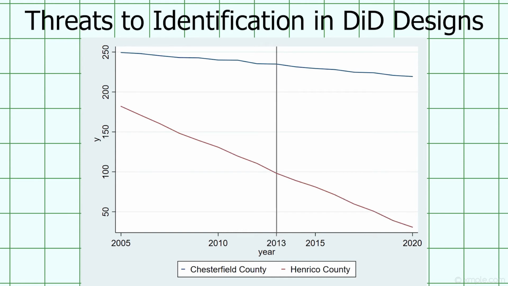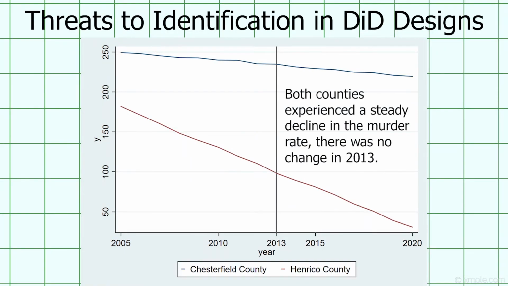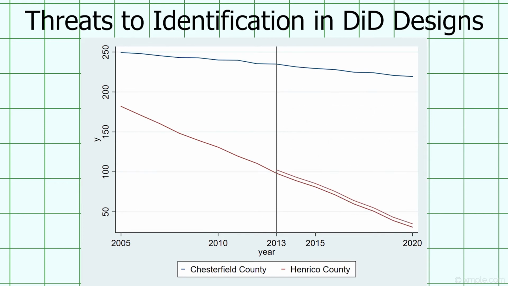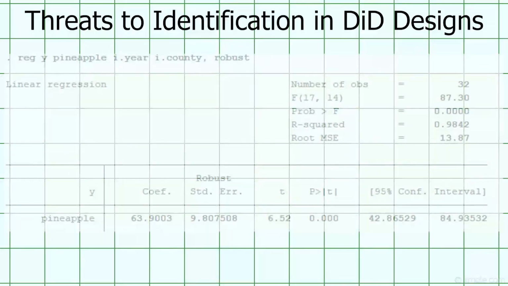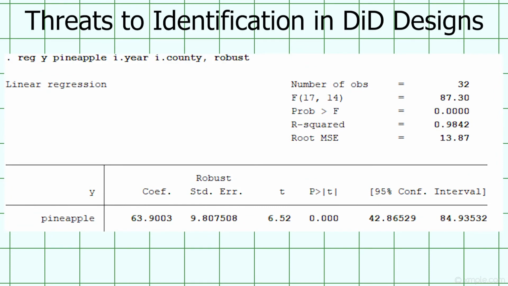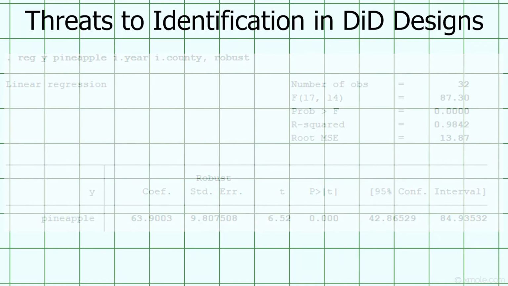The murder rate in both the treated and control counties falls at a steady rate, both before and after 2013. However, if we use difference in differences to estimate the treatment effect, we get a big positive estimate. Running a regression confirms this. We get a large and statistically significant effect of the treatment from a difference in differences regression, even though there wasn't any actual effect. So what's the problem here?